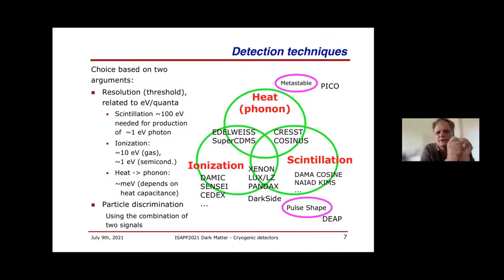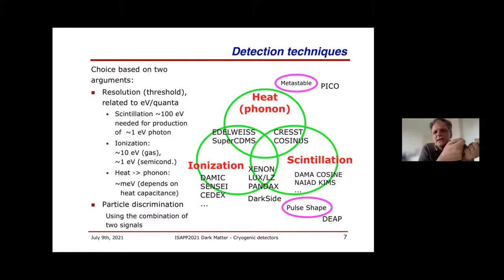Now, for scintillation, it depends on the material, but typically, if you want to produce a 1 eV photon, ideally you would need to put in the system something like 10, 20 eV, but more realistically, you have to put in the system 100 eV in order to have the chance to see a 1 eV photon get out to be detected. For ionization, the number is smaller. You can go down in certain gases to 10 eV. And we saw that in a semiconductor, something of the order of 1 eV is enough to create an excitation, which is in this case an electron hole pair.